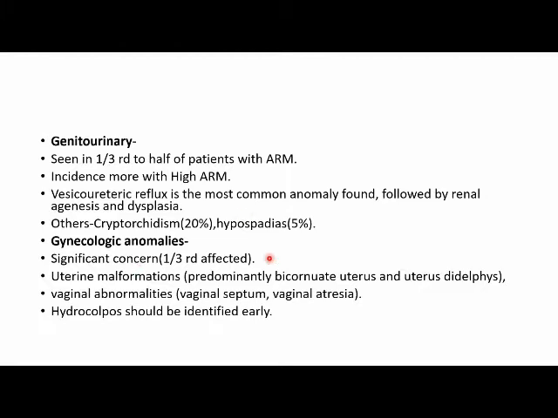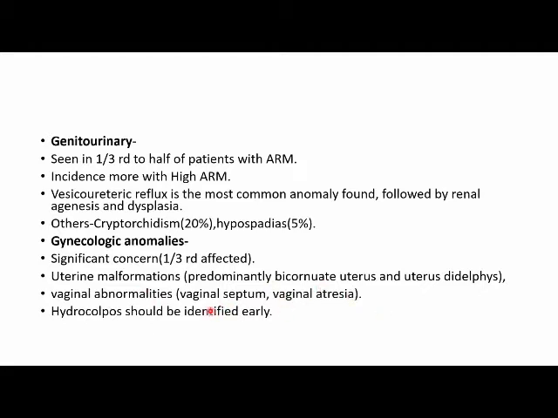Coming to gynecological abnormalities, it is an important concern when you do the initial management of an ARM, because one-third of the population can be affected. Uterine malformations or Mullerian abnormalities can be found, predominantly bicornuate uterus and uterus didelphys. Vaginal abnormalities are also seen associated with ARM. A vaginal septum can be seen, or a vaginal atresia can be seen.